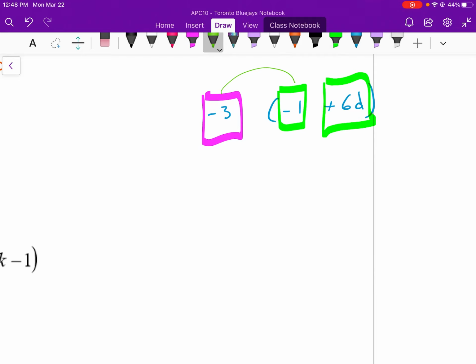And so, for instance, what is negative 3 times negative 1? And that is 3. So I just simply write down 3. And then I ask myself, well, what is negative 3 times 6d? So that is, well, negative times a positive is a negative, and 3 times 6d is, well, 18d.